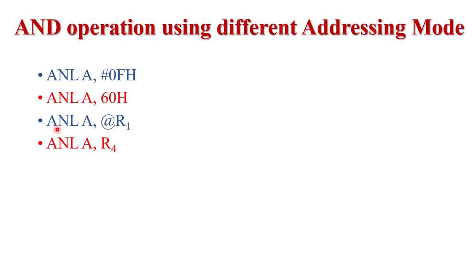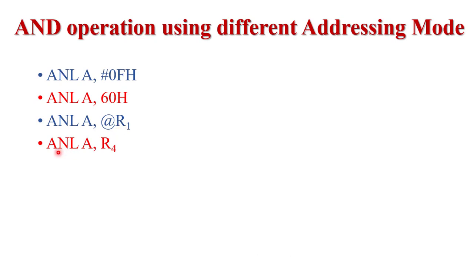Next instruction is ANL A, @R1. This instruction is the example of indirect addressing mode. So this instruction tells that perform AND logical operation between the content of accumulator and the data which is stored in a particular memory location whose address is mentioned in the R1 register.